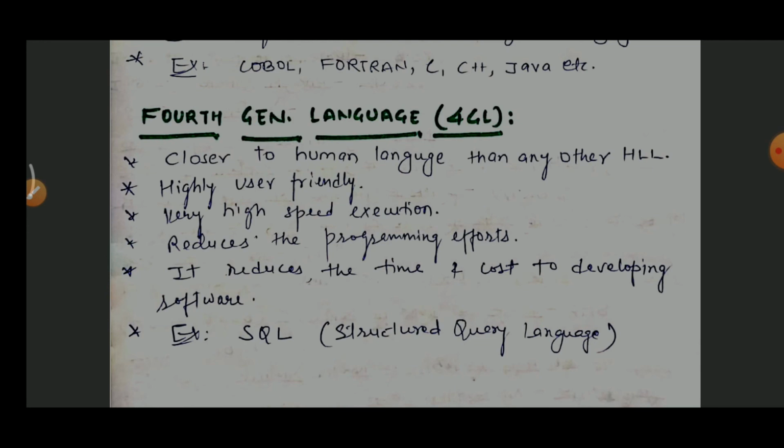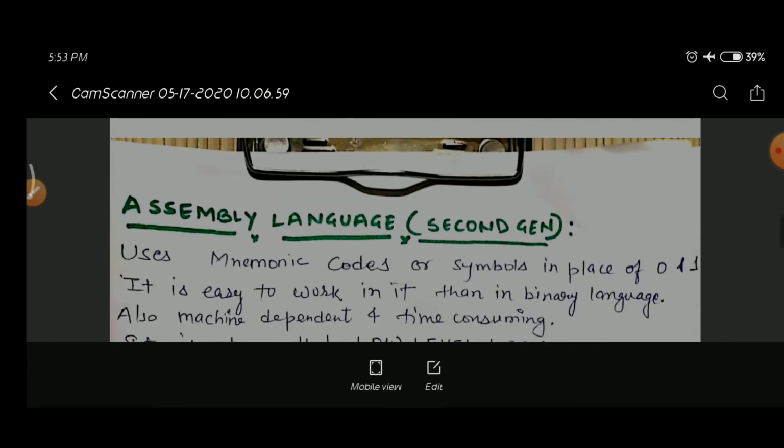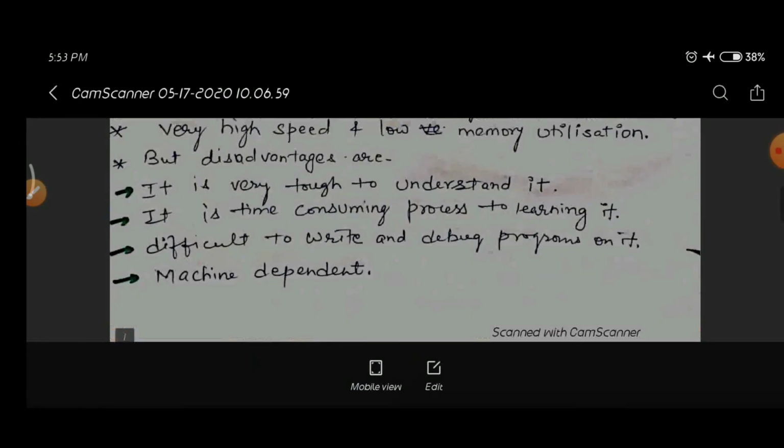So here there is no need to write any instructions. We have to specify only the required output, and the computer automatically determines the sequence of instructions. These are the features of the fourth generation of language, and an example of this type of language is SQL, that is Structured Query Language. So these are all the different categories of computer language.